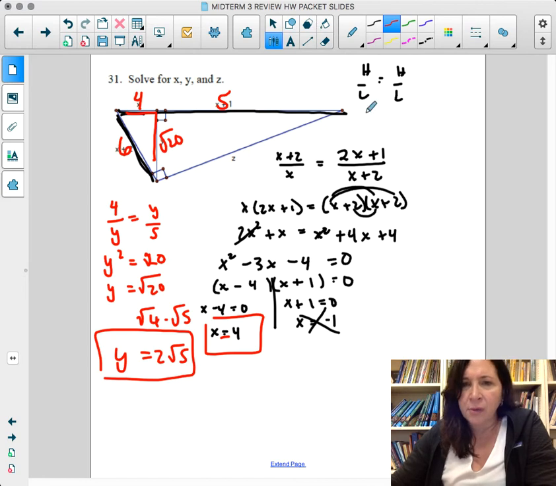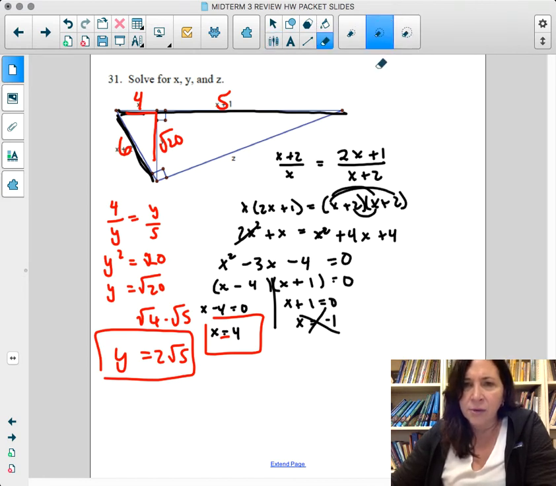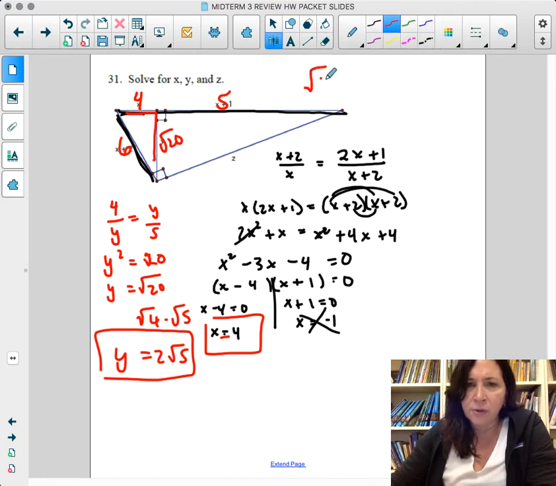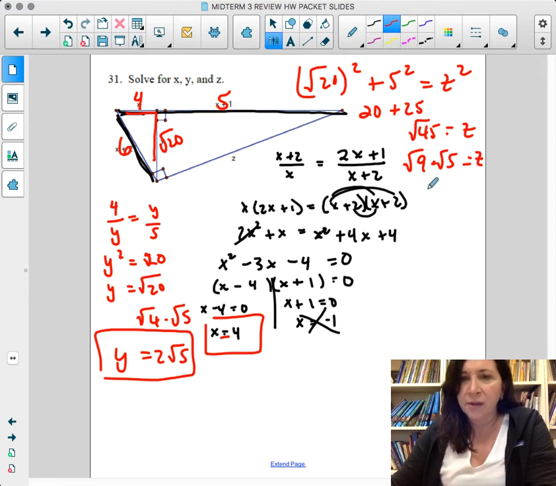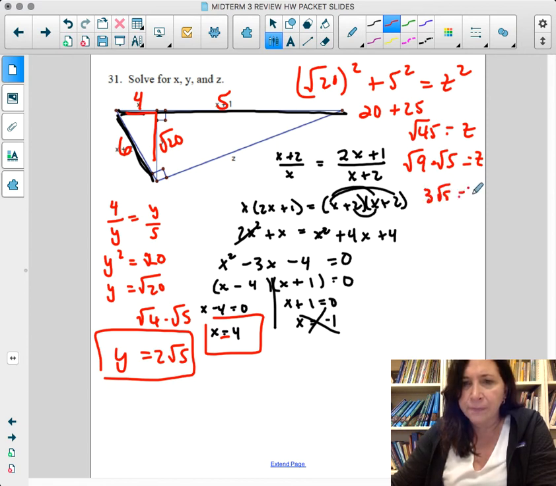I'm going to use Pythagorean Theorem for that. And in doing that, I'm going to go the square root of 20, quantity squared, plus 5 squared is equal to z squared. So I have 20 plus 25, which is 45. So the square root of 45 is equal to z. That's going to be 9 times 5, and root 9 times 5. So that's going to be z is equal to 3 root 5. Cool. Okay.